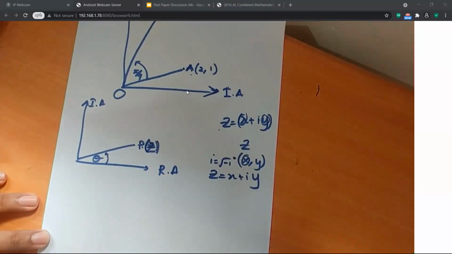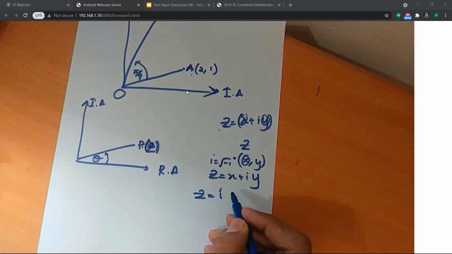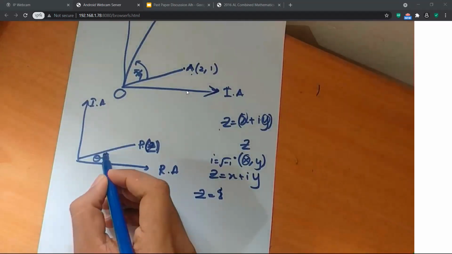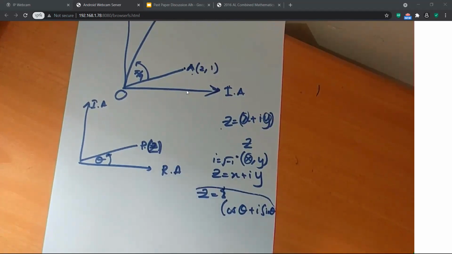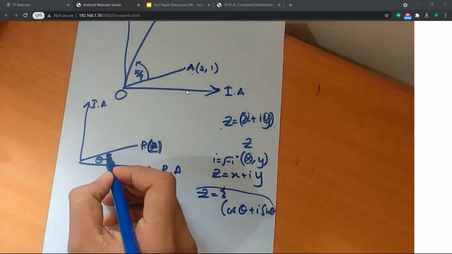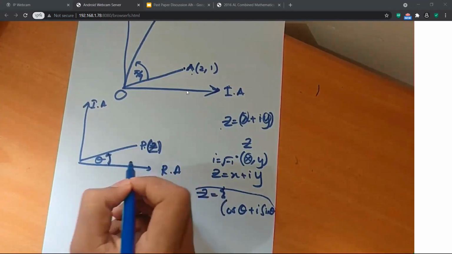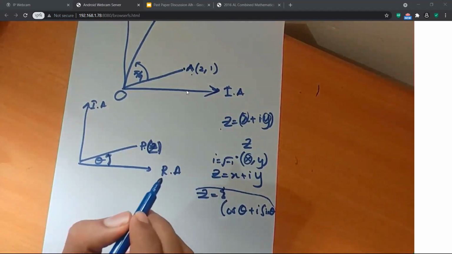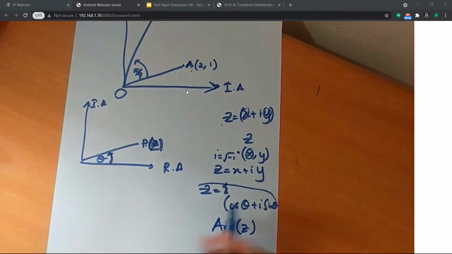There's another way you can represent it, that is z equals cos theta plus i sine theta, where theta is the angle. So that is another way we can represent a complex number. One is x plus iy. This angle between the complex number and the real axis is called the argument of the complex number. So if somebody says arg z, they simply mean this angle. So this is one way you can write it.